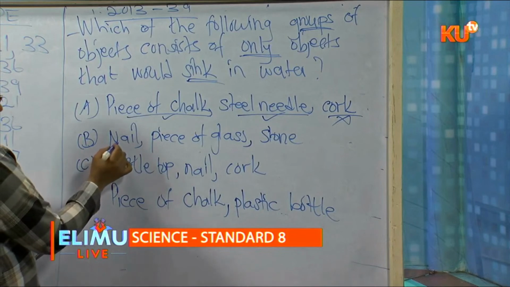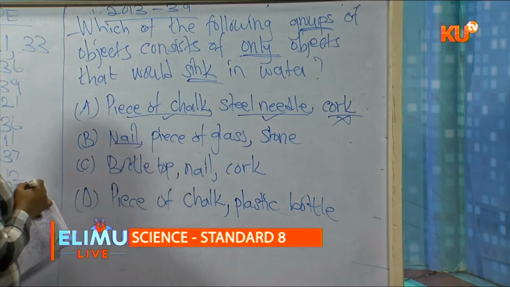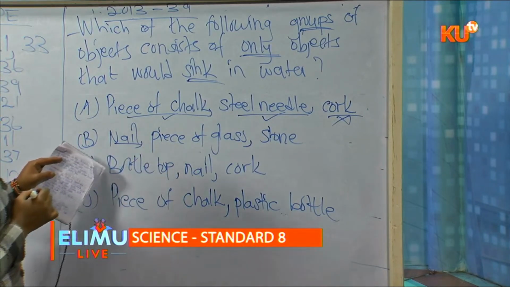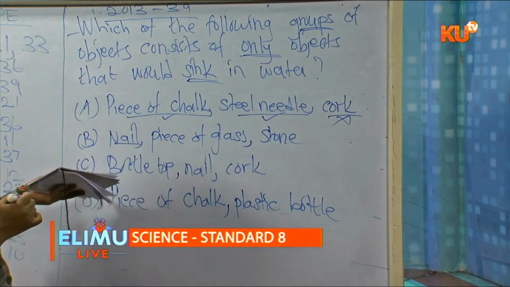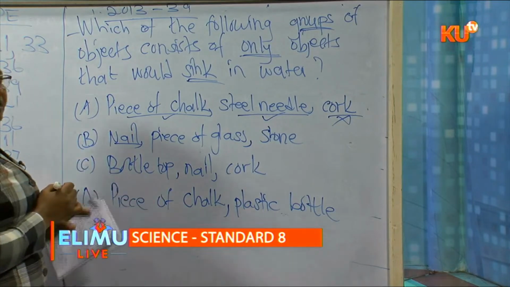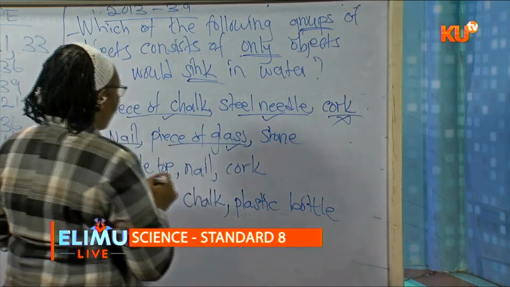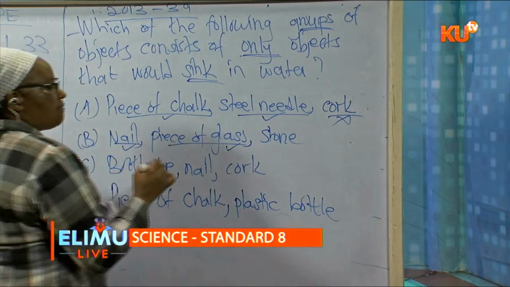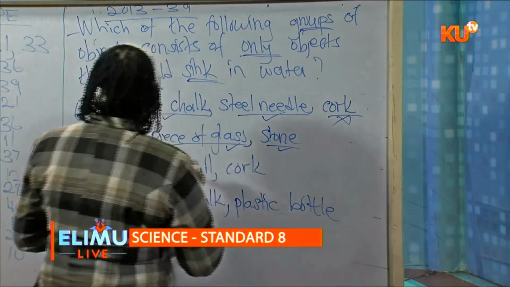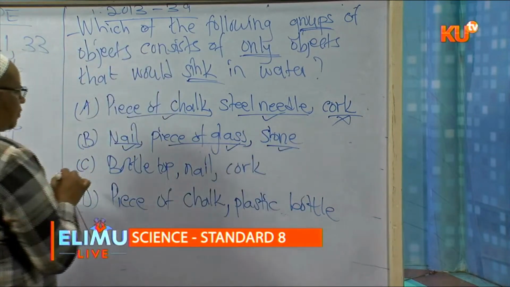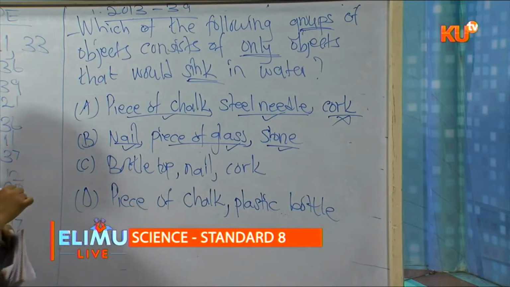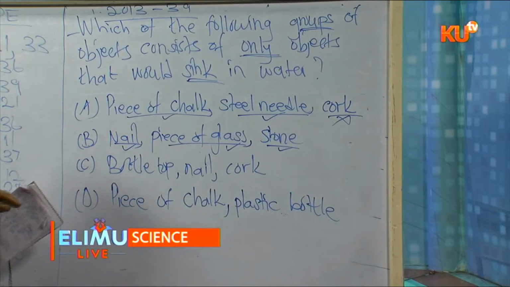Choice B, we have nail. This one is a sinker because it is made of iron. It can also be made of steel. It's not specific, but a nail is made of metal. A piece of glass. Now glass usually sinks, and we have a stone. All stones will sink. So before we conclude that that is our correct answer, we have to move on to the other choices.